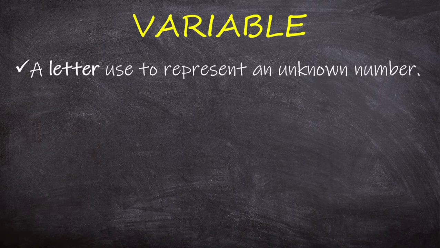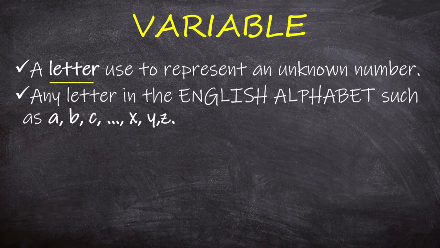So a variable is a letter used to represent an unknown number. Again, it is a letter. This letter could be any letter in the English alphabet, such as A, B, C, up to X, Y, Z. You don't need to use all the time the variable or the letter X. You could also use A, B, or any letter of the English alphabet.